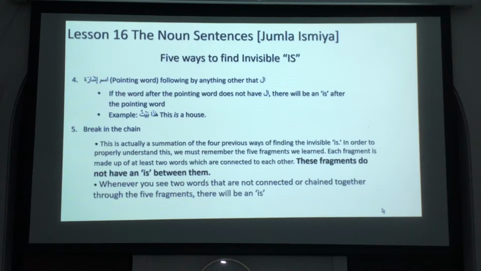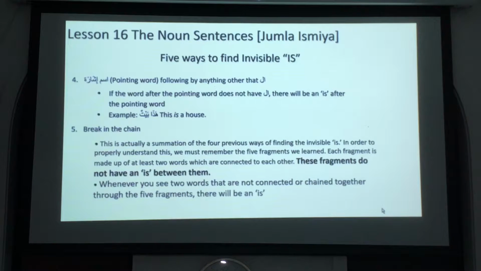We also talked about ismul ishara, the pointing word, and the break in the chain. Break in the chain is the summary of all the 4, and we said it means you look at a sentence and see if the first word is connected to the next word. If it is connected, then it is some kind of fragment. As soon as you see there is no connection, this word is not connecting to the next one, there is a break in the chain. And whenever you see the break in the chain, you put an "is" there. And if you see 2 breaks in the chain, for this level, do not worry about the second break. You only put the "is" in the first break, as we mentioned before. So that's what we did.